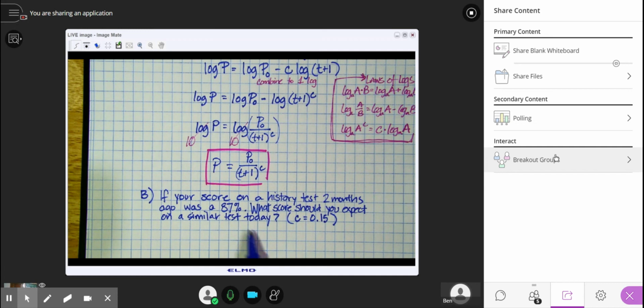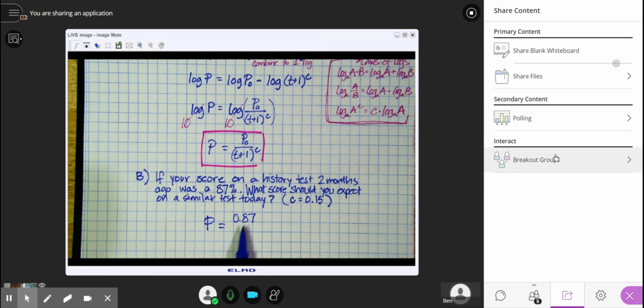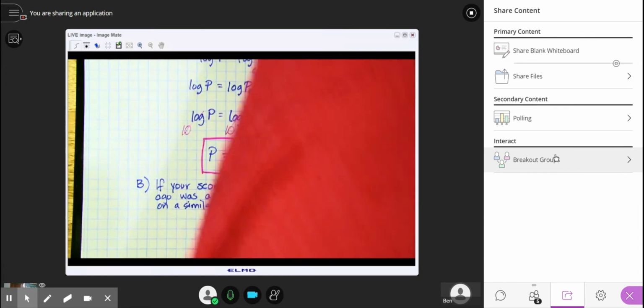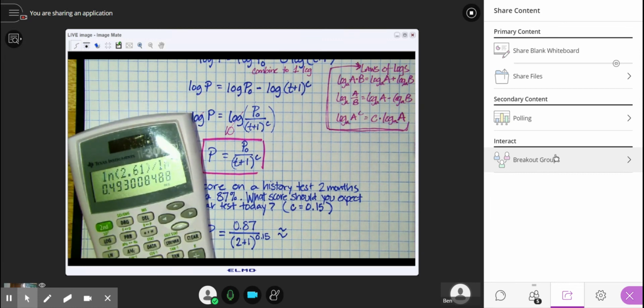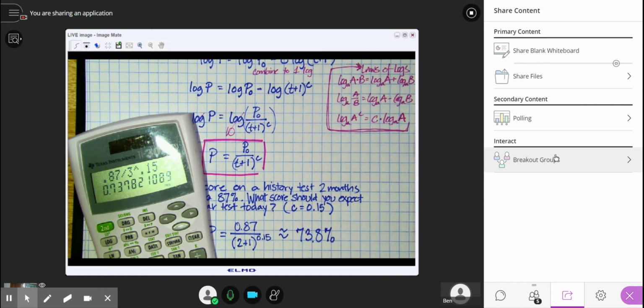So all I'm doing is plugging in the values. My initial score was an 87. So P is going to equal 0.87 over T is 2 months ago, so 2 plus 1 to the 0.15. And I get a 73.8. The good news is that is still passing.